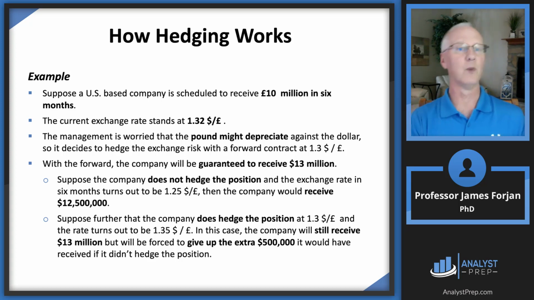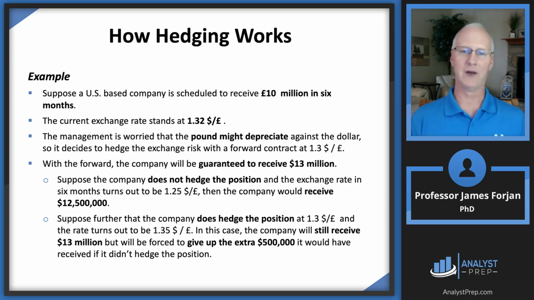Well, just like the farmer is exposed to commodity price risk, here this U.S.-based company is exposed to currency risk, or exchange rate risk. So the easiest way to hedge is to enter a forward contract. Notice in that third bullet point, let's suppose there's a forward contract with a forward price of $1.30 per Great British pound. With this forward contract, the US-based company is guaranteed to receive $13 million in 6 months. Guaranteed, based on the terms of this contract.